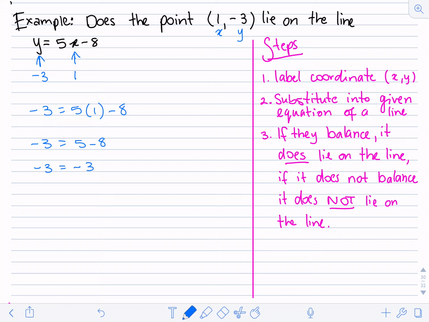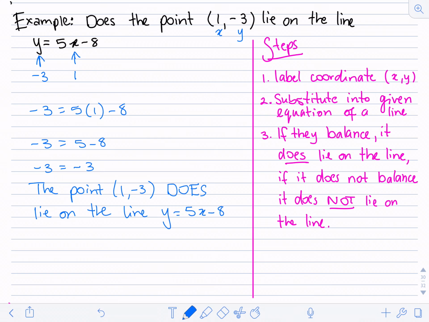Now we're just going to simplify the formula. Negative 3 equals 5 times 1 minus 8. Negative 3 equals 5 minus 8. Negative 3 equals minus 3 as well. Now, the rule here is if they balance, and in this case they have balanced, both sides are negative 3, then that point does lie on the line. And if it does not balance, it does not lie on the line.